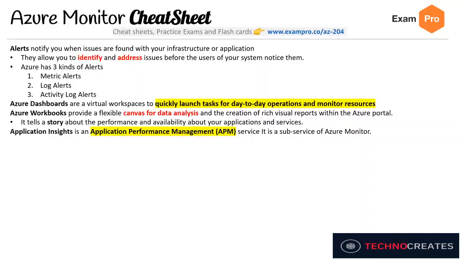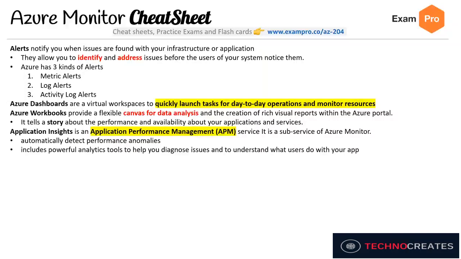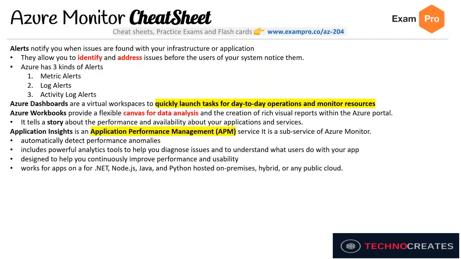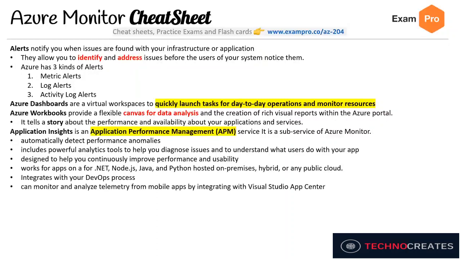That's why all these things are under Azure Monitor. It automatically detects performance anomalies, includes powerful analytics tools to help you diagnose issues and to understand what users do with your app, designed to help you continuously improve performance and usability. It works for apps on .NET, Node.js, Java, Python, hosted on-premise, hybrid, and public cloud. Works everywhere, basically. It integrates with your DevOps processes.